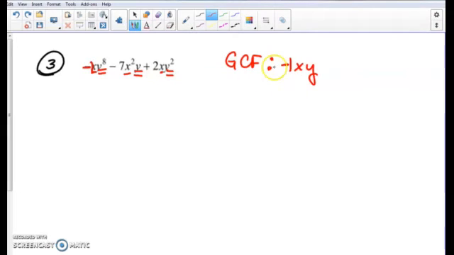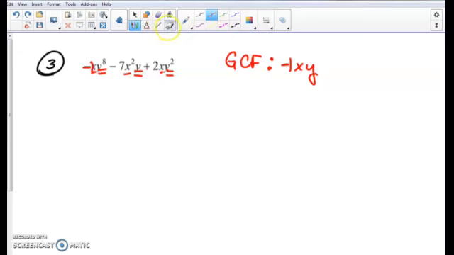Now our GCF is negative 1xy. I will tell you that for the most part, when you go to see these on ACT and stuff, they probably won't show the 1. They'll make it a negative xy, because that implies there's a negative 1 there without showing it. But we'll show it for now, that way we can all see it.